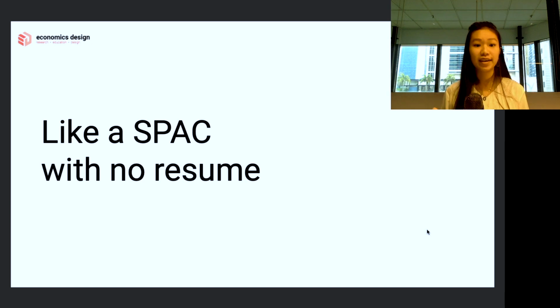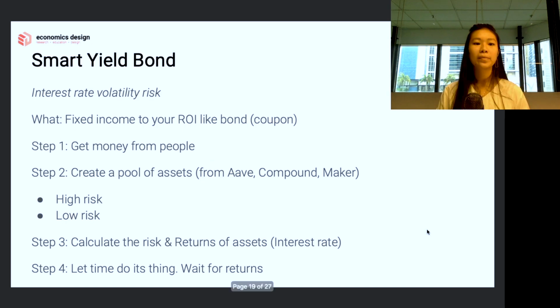For those who don't speak finance, let's move on. So what is the Smart Yield Bond? The first one is Smart Yield Bond. It addresses interest rate volatility risk. They want to optimize that. So in general, they want to reduce the risk. People don't really like risk so much. So they want to reduce the interest rate volatility risk.